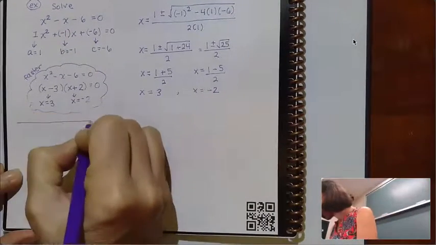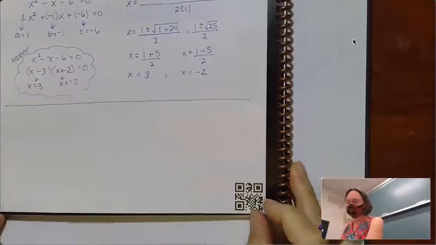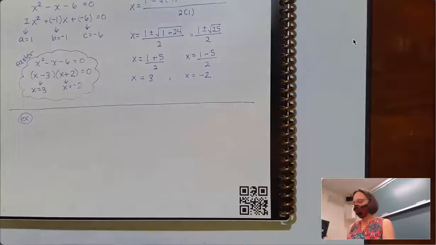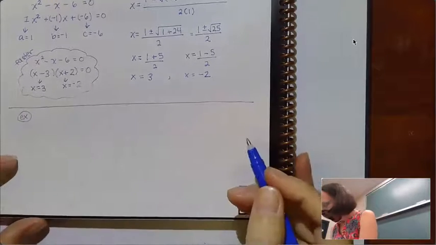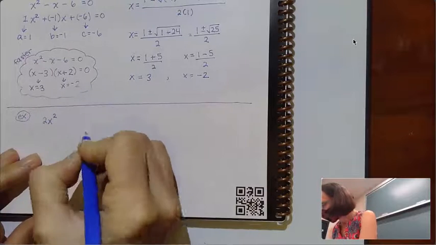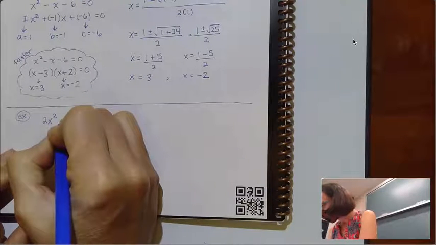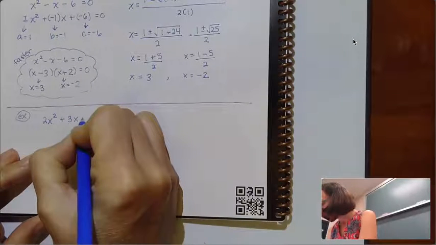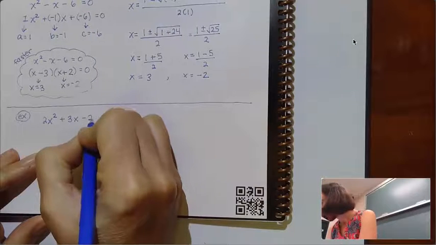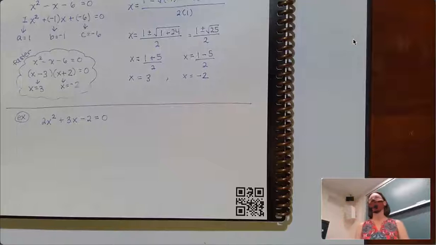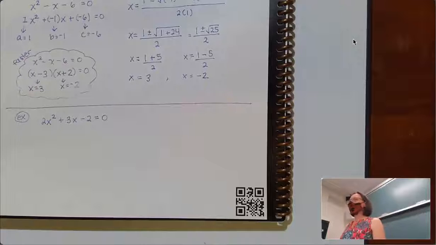This time I'm going to pick something that doesn't factor, I think. Sometimes I make things up and then they accidentally factor. Let's go with 2x squared plus 3x minus 2 is equal to 0. That might accidentally factor, but you already see it. Does it accidentally factor? Whatever. I made it up. We'll just go with it.